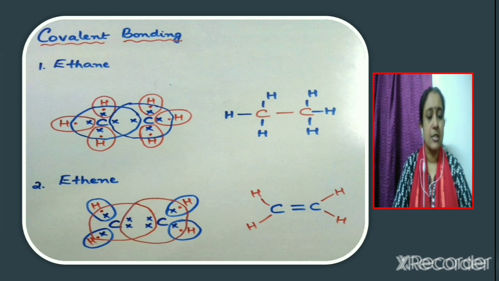So from the figure it is clear that a pair of electrons is shared between carbon and hydrogen, whereas between the two carbon atoms, 4 electrons or 2 pairs of electrons are shared. That is, a double bond is formed between the two carbon atoms, which is true in the case of ethene.